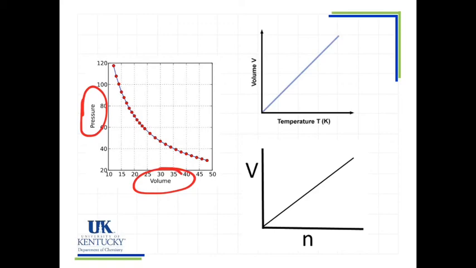On the right side, what we see here are two examples of direct relationships. So we have our temperature in Kelvin increasing and the volume increases. As the moles increase, so N stands for moles, the volume also increases. And this shouldn't be surprising. If we're blowing up a balloon and we add more moles, the volume is going to get bigger.